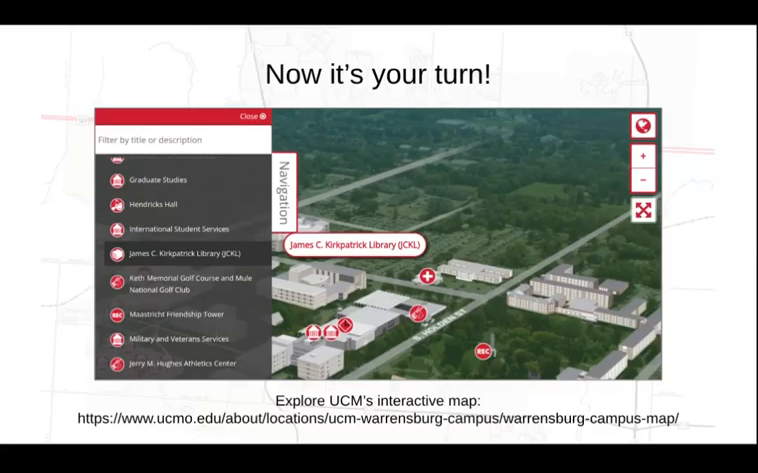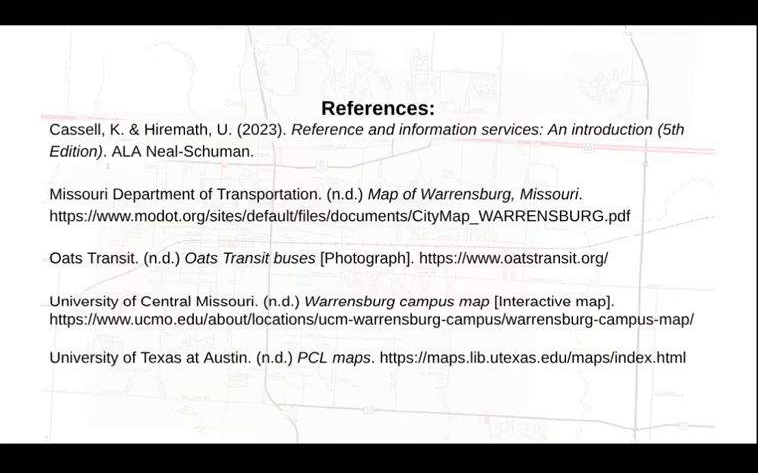And now it's your turn. Using the interactive map of UCM's Warrensburg campus, can you find the Lovinger Building, home to the Department of Educational Technology and Library Science? When was the building constructed, and who is the building named after? And share one interesting fact about another location on campus that interests you. For example, there are more than 2.3 million volumes of material in the James C. Kirkpatrick Library. And my presentation concludes with this list of references.